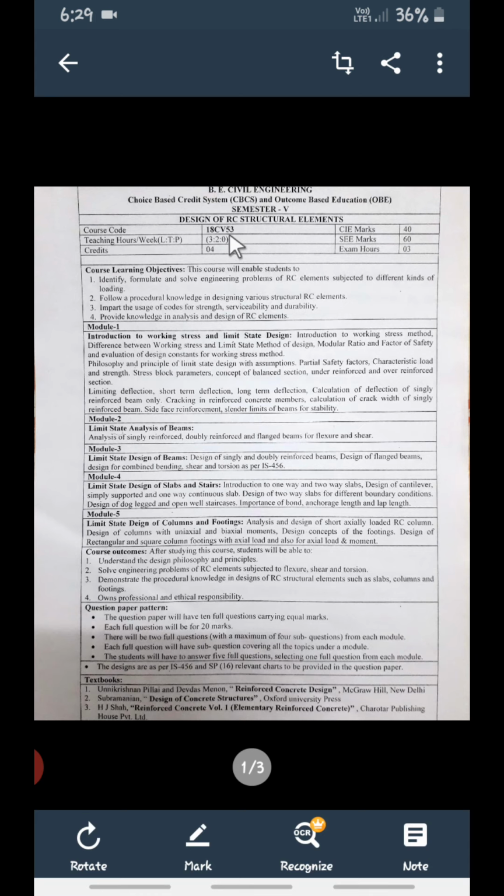18CV53. Then as usual, the time duration will be 4 hours per week, but we are considering it as 5 hours. In the timetable we are going to include 5 hours per week. Then as usual internal marks will be 40. Then semester end exam marks will be 60 marks.